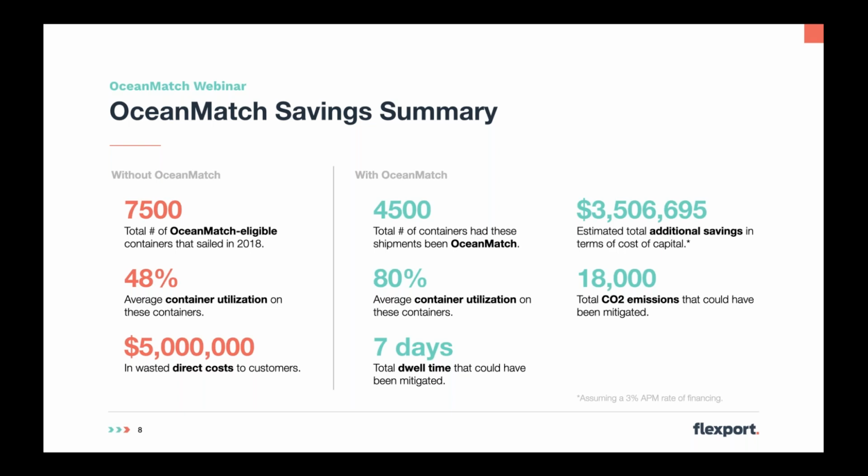If we applied a 3% APM rate of finance in the market, and that's a very reasonable amount today if you're going to go out and finance, that would have saved an indirect cost savings of another $3.5 million. And these are just numbers from this, and we're not talking about other inefficiencies, which I'll be talking about in a little bit. And lastly, this would have saved about 18,000 tons of carbon emissions had we shipped 3,000 containers fewer, carrying the same amount of cargo.